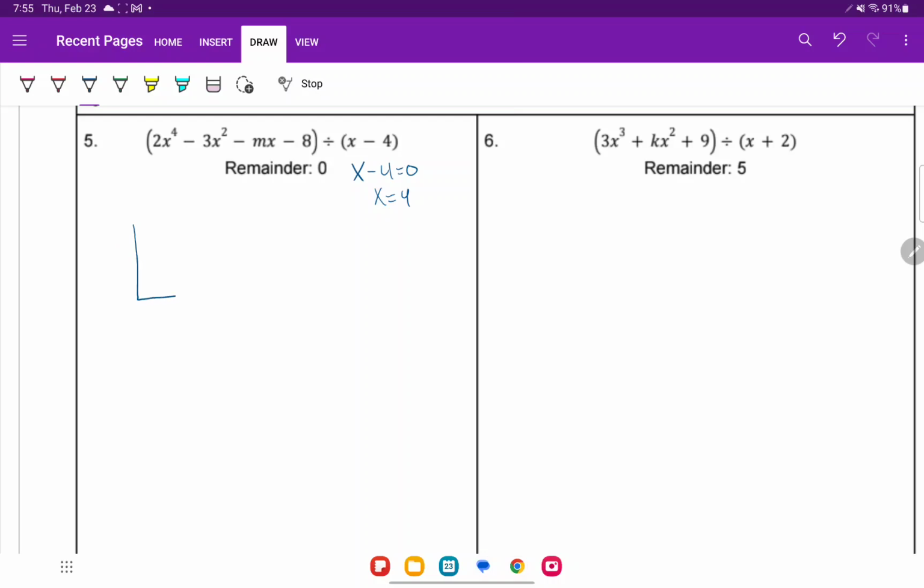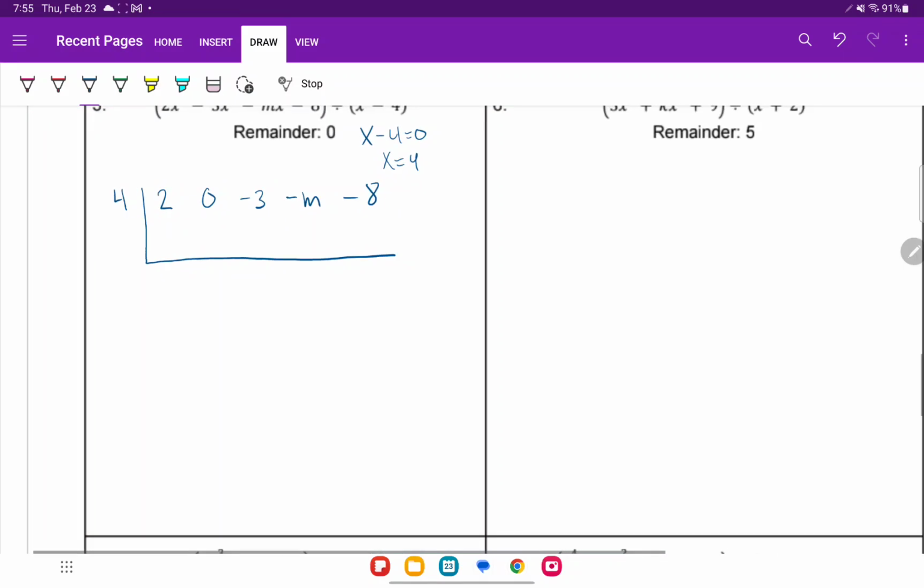Okay, so let's draw our division here. So we have a 4 on the outside, that's our pivot point. So we have x to the 4th. We don't have an x cubed, so that's a 0. We have x squared, which is negative 3. Our x term is negative m, and then our constant is negative 8.